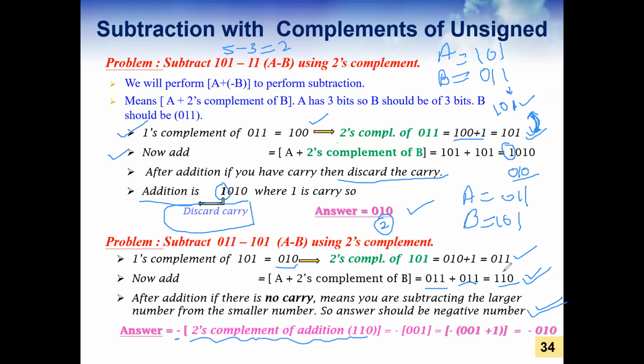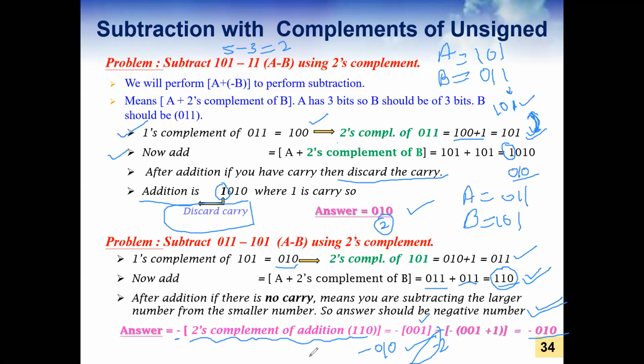So my answer, this is what they are saying. They are taking first the 1's complement of this. The 1's complement of this will be 0, 0, 1. Then add 1 to get the 2's complement. So my answer is minus 0, 1, 0, that is, minus 2. Clear, everyone? Yes. So the second rule is common for 1's complement and 2's complement.